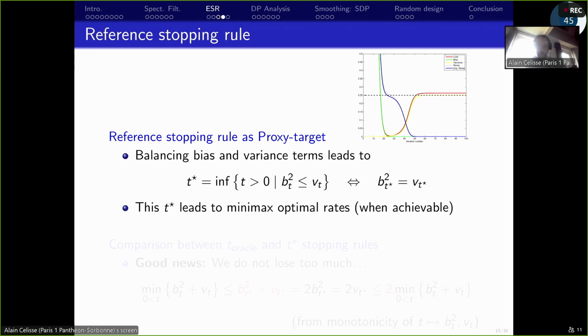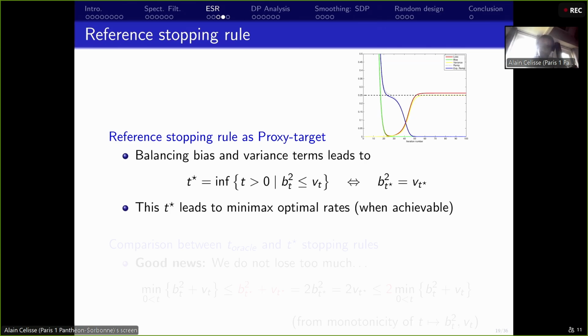How can I define the stopping rule T star, so the reference stopping rule, by simply introducing a trade-off between bias and variance, as I already said earlier. Actually, you know that if you want to achieve minimax optimal rates when they are available, then this is possible only if you have a balance between bias and variance. Otherwise, it's definitely not possible to achieve such rates. So the natural idea is to define the reference stopping rule T star as the first time at which the bias, which is a decreasing function of T, becomes smaller or equal to the variance, which is an increasing function of T. Because the two curves are crossing each other, as I already pointed out earlier, it makes sense.